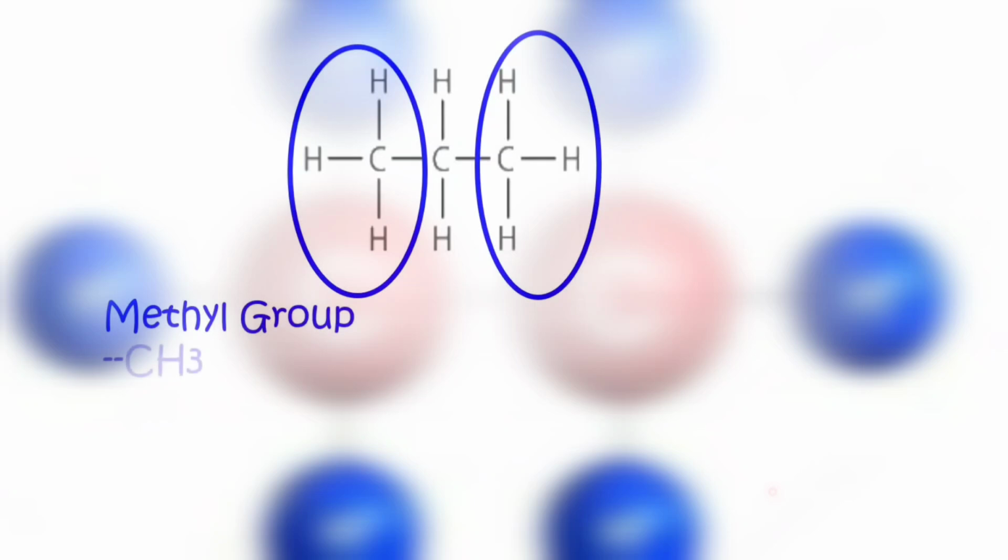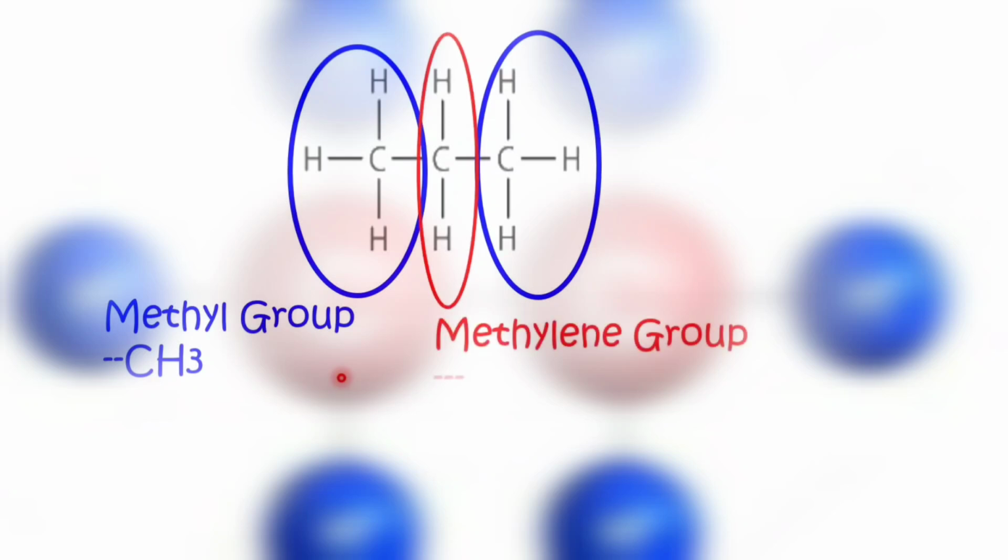The first group is the methyl group, in which the carbon is attached to one other carbon atom, and 3 hydrogen atoms are attached to that one carbon atom. And the second group is the methylene group, in which the carbon atom is further attached to 2 carbon atoms and 2 hydrogen atoms. The condensed formula gives the abbreviation of the standard groups present in a given molecule, like methyl and methylene groups in this case.